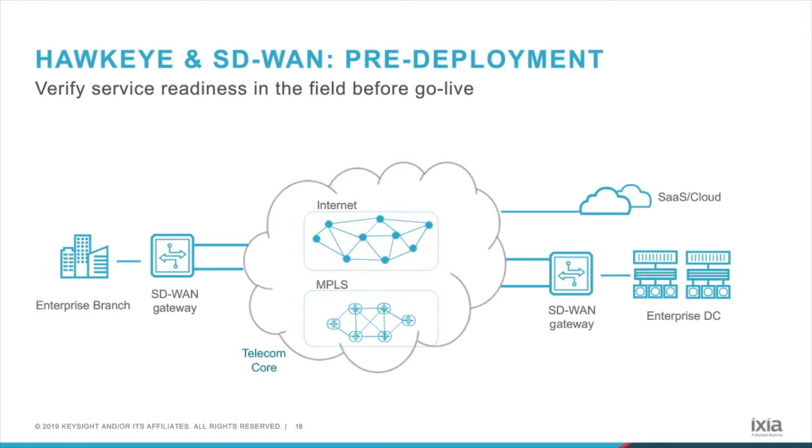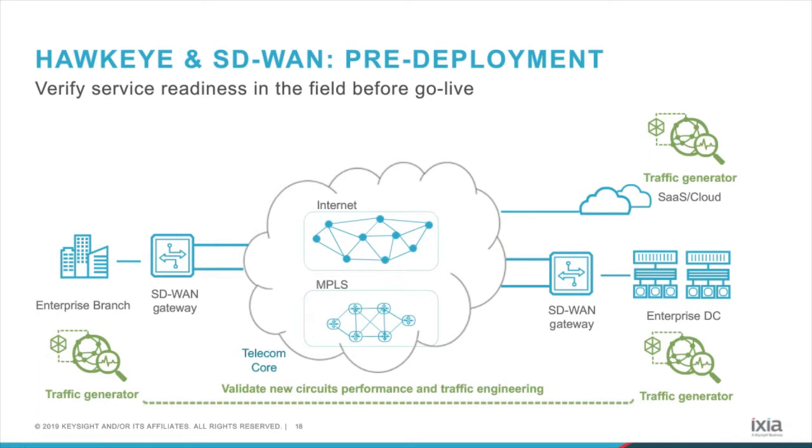Now let's take a look. How does it look when you're deploying your SD-WAN environment? So at the first phase, you're going to have put together your architecture into the field. And there you're going to place your SD-WAN gateway. You're going to configure your traffic rules and profiles. And what we're going to do with Hawkeye is place these endpoints into the different locations where you are delivering an SD-WAN service.